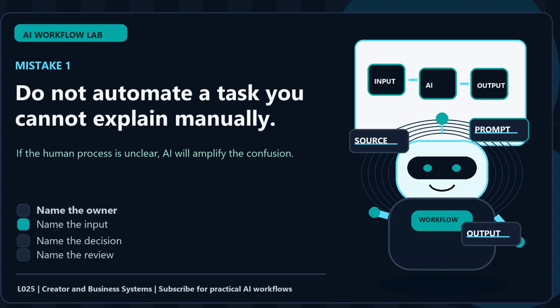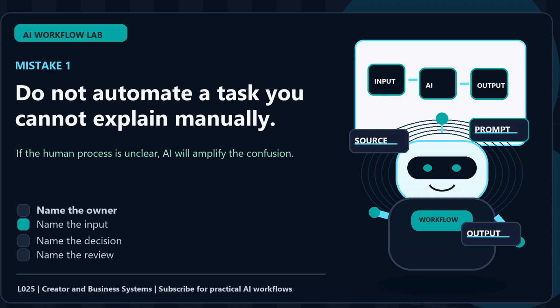The first mistake is trying to automate a task you cannot explain manually. If you cannot describe the current process, the assistant has no stable pattern to follow. It will fill in the blanks, and those blanks are where bad systems are born. Before adding tools, write the manual version in plain language. When this input arrives, I check this thing.